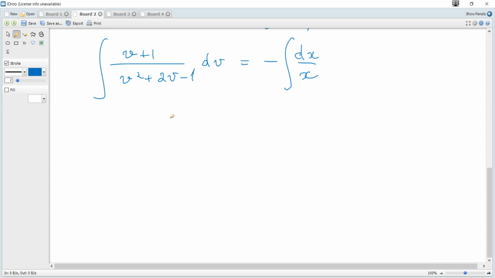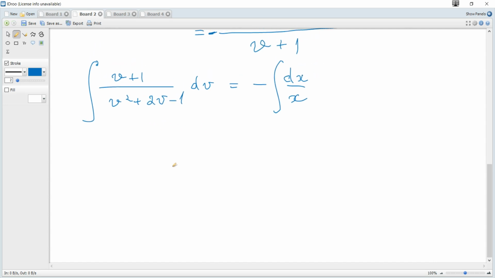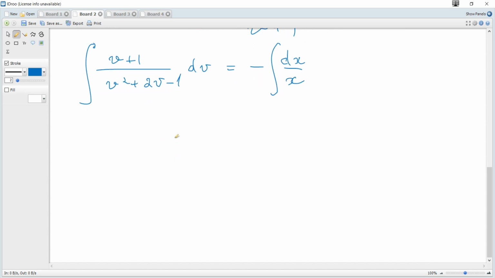Let's try, but it seems it's not useful, but let's try a substitution. u is v squared plus 2v minus 1, but it seems that it doesn't work. But let's check what we get if we use such a substitution. du over dv becomes 2v plus 2.